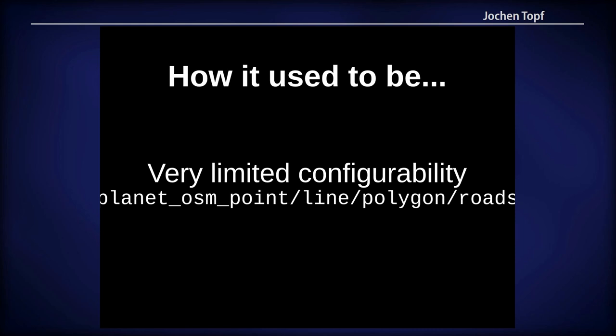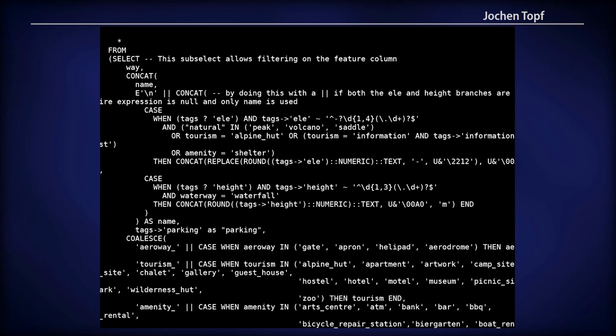So osm2pgsql, those of you who have tried that 10 years ago or something, are used to a very limited configurability. You'd always get four tables: the point, the line, the polygon, the roads table. But this is the old stuff. osm2pgsql is still compatible with those things, but nowadays we do it differently because we want to avoid this. This is the problem when you're using osm2pgsql or some other products.